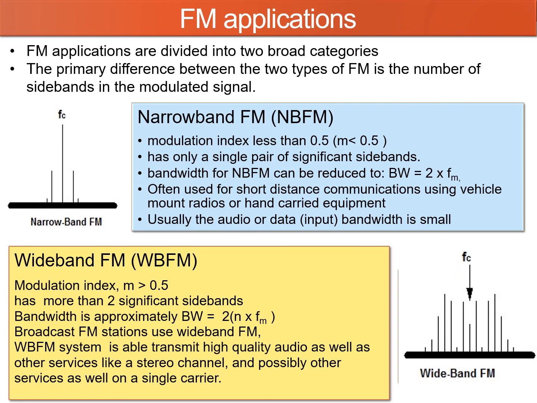So here is FM application. FM applications are divided into two broad categories. The first one is narrowband and the second one is wideband. How do we know narrowband? By using this statement: the modulation index is less than 0.5. So if M is less than 0.5, it is narrowband FM. While for wideband FM, the modulation index M is much greater than 0.5. So it is categorized as wideband FM.